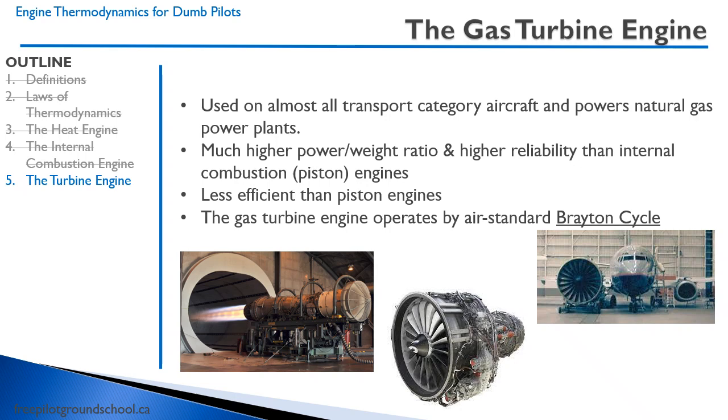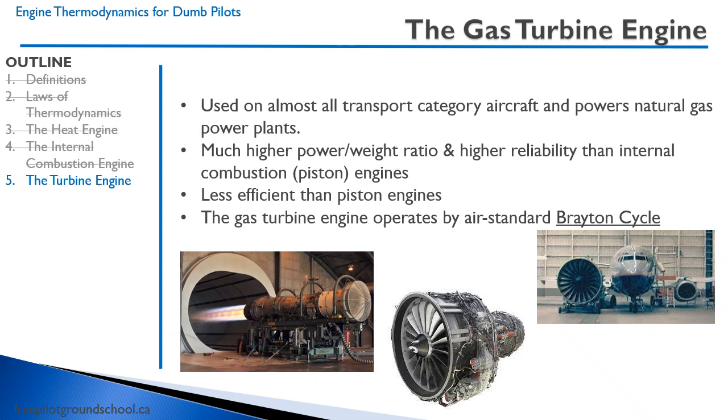Let's talk about the gas turbine engine. Okay, so gas turbine engines, so in turboprops or jet engines, are used on almost all transport category aircraft. They also power natural gas power plants. That's how natural gas power plants work. And their big advantage is they have a much higher power to weight ratio, much higher reliability than internal combustion engines.